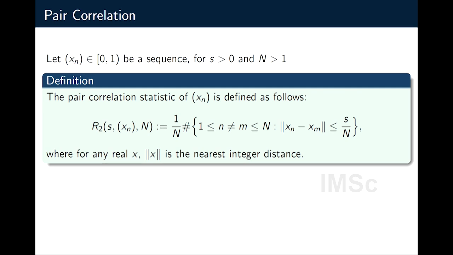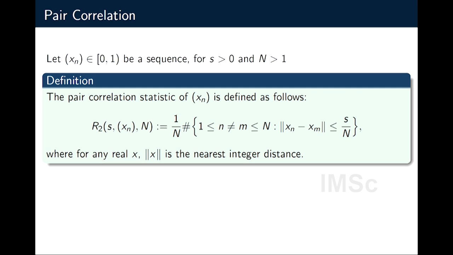So this is what is called a pair correlation statistic. There are many pair correlation statistics at many places. This is for this particular situation. So let me explain what it is. I'm looking at pairs xn, xm, and then looking at the difference. But they are numbers between 0 and 1, so the difference might exceed that interval. It might become negative. So we won't do that. We would look at the nearest integer distance.